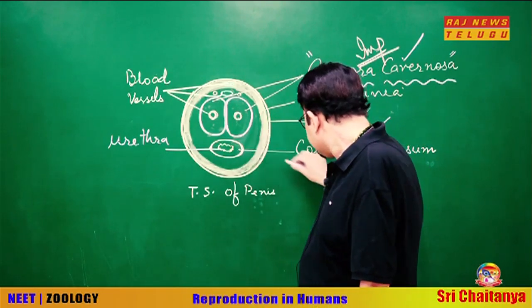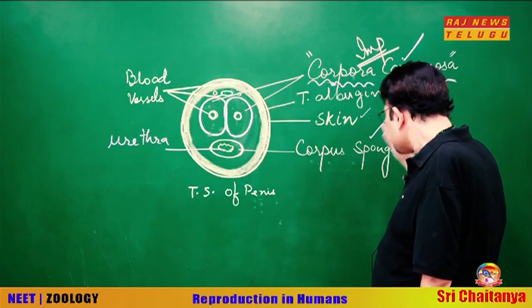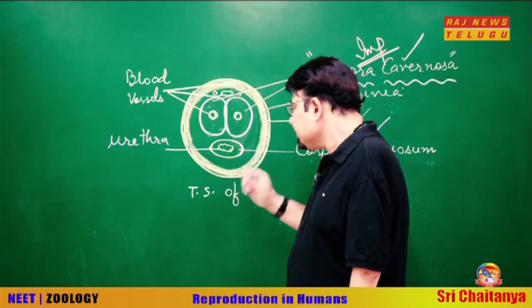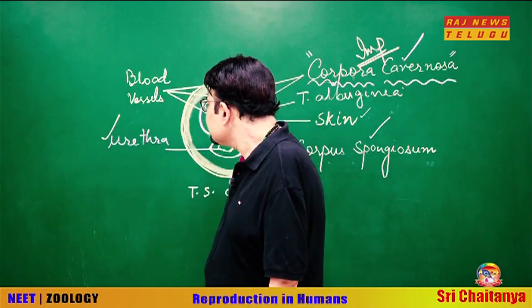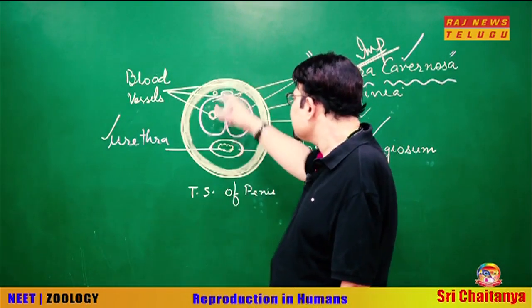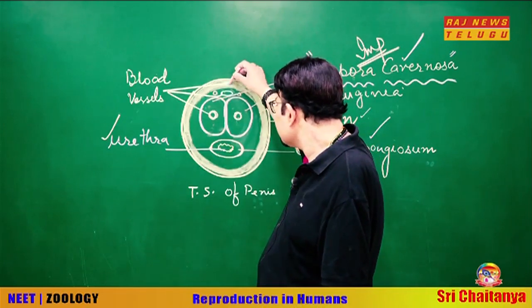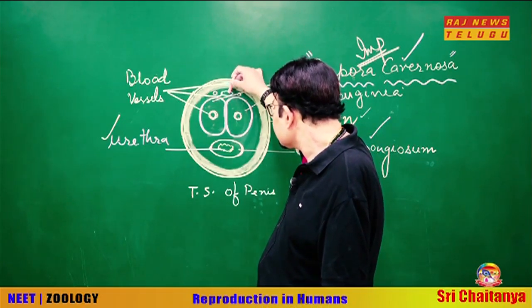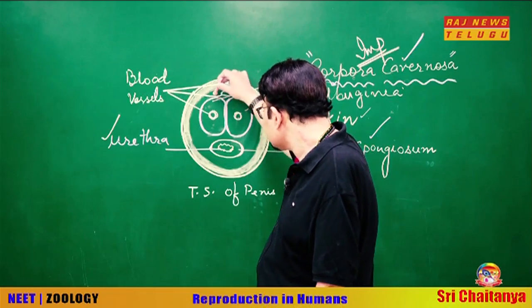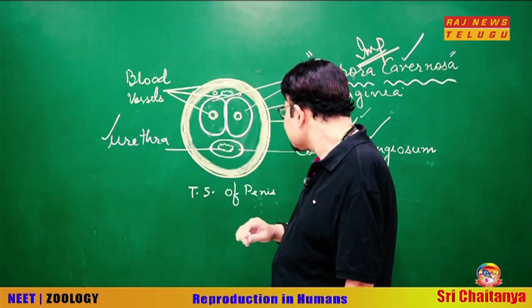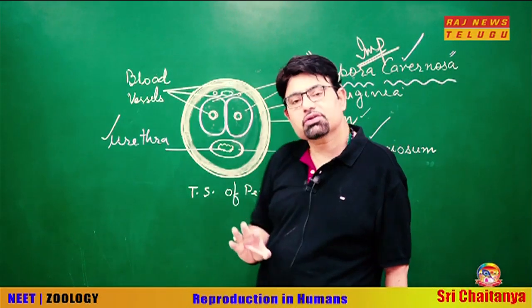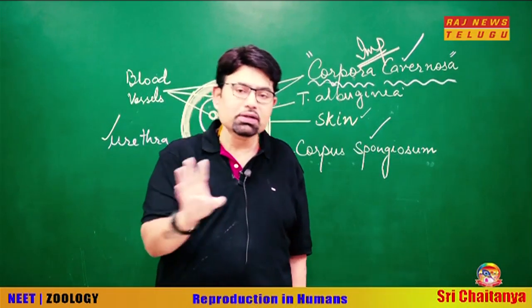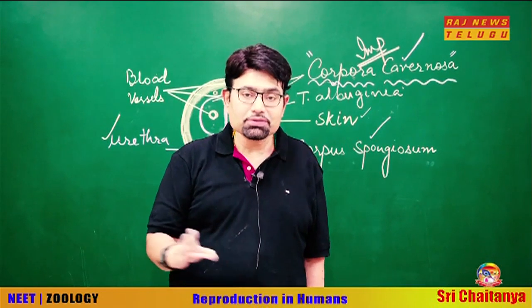This is another tissue which is called corpus spongiosum. Inside corpus spongiosum is present the urethra. These are the blood vessels: deep cutaneous, subcutaneous vein, the deep dorsal vein, and these are the central arteries. So, these are the blood vessels of the penis. Hope you have understood the structure, and hope you have understood the male reproductive system.